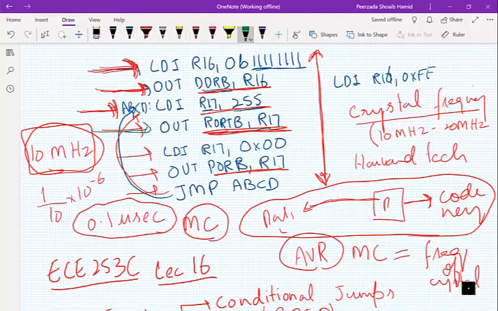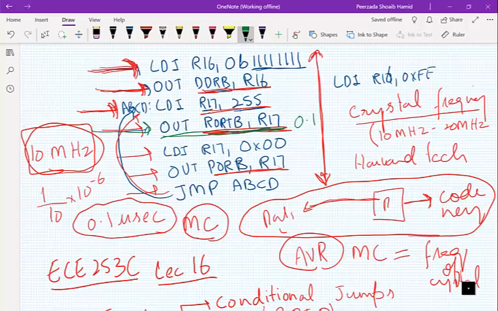After that, this instruction will be executed. That means the pins of port B will get 5 volts, and it will take 0.1 microsecond to execute this instruction. And what will happen after the execution of this instruction? The LEDs will turn on.